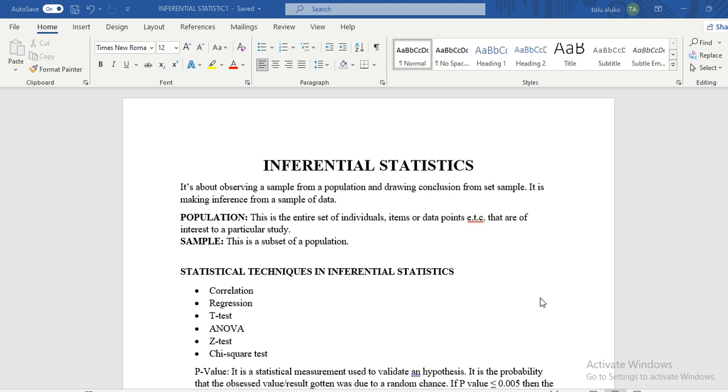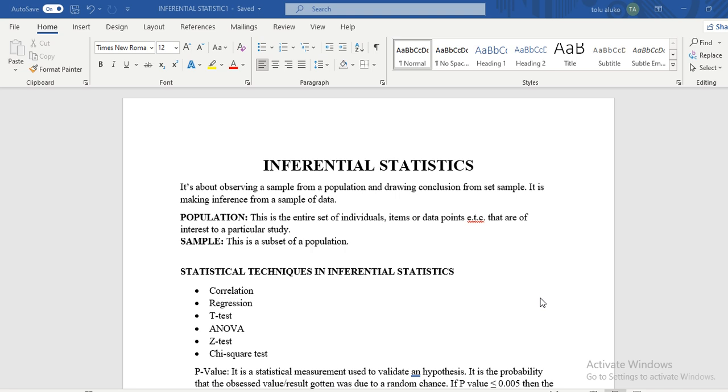Today we shall be talking about correlation. But before that, I want to expose you to where correlation really emanated from.